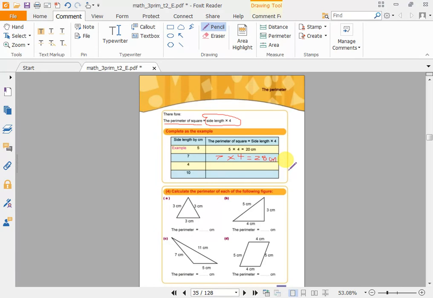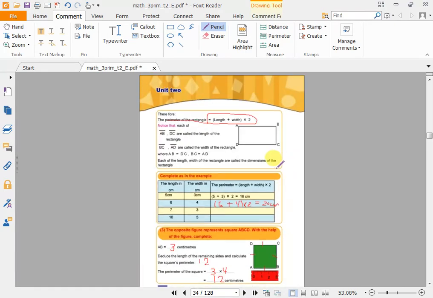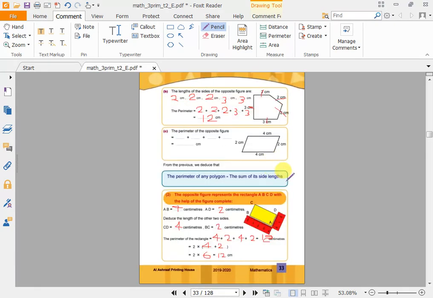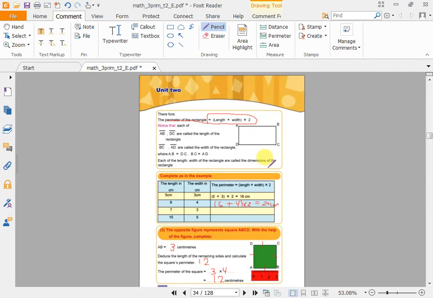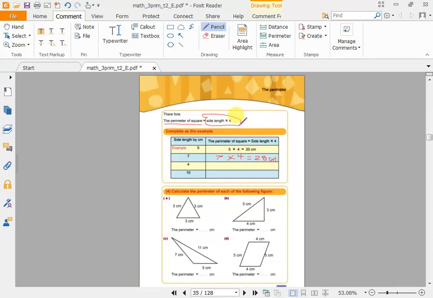So we have 3 important rules in this lesson. The perimeter of any polygon equals the sum of its side lengths. The perimeter of any rectangle equals length plus width times 2. The perimeter of a square equals side length times 4.